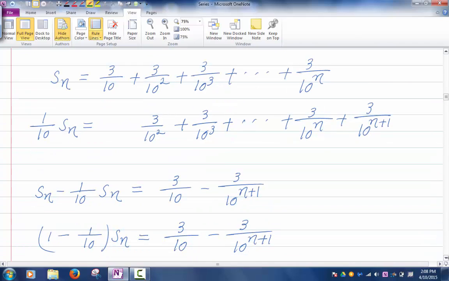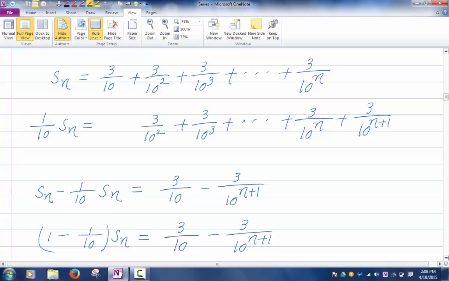Well, Sn is 3 over 10, 3 over 10 squared, 3 over 10 cubed, plus up to 3 over 10 to the n. I am going to multiply both sides of this equation by 1 over 10. So you're multiplying by 1 over 10, so you get 1 over 10 Sn on the left. On the right side, if you multiply 3 over 10 by 1/10, what do you get?